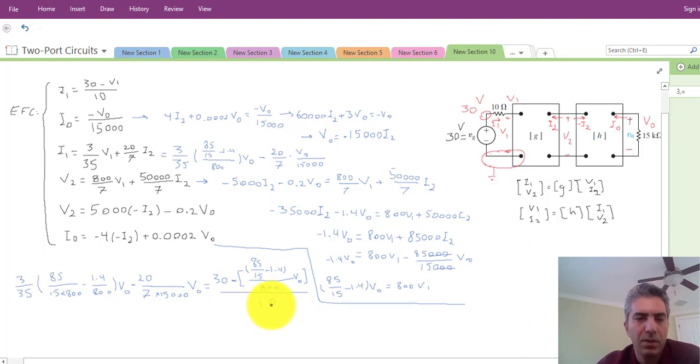So we have an equation that now at this point is only a function of V out, and from this we should be able to calculate V out. As it turns out, from this V out is actually equal to 3,750.